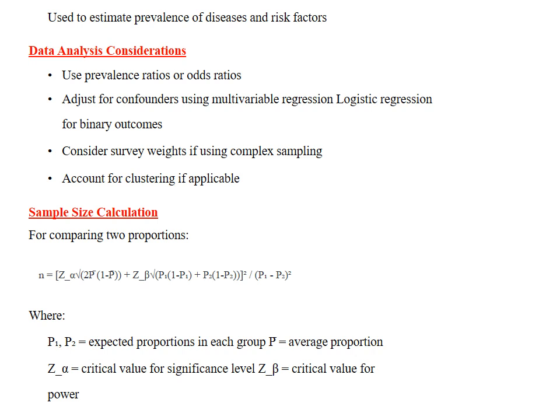Sample size calculation for comparing two proportions. This is the formula you can use, and these are the basic points you have to calculate. P1 and P2 are the expected proportions in each group, the groups which you are comparing to each other, like exposed and unexposed, or the control and the diseased groups. And in the same way, P equals the average proportion. Zeta alpha is the critical value for the significance level, zeta beta is the critical value for power.